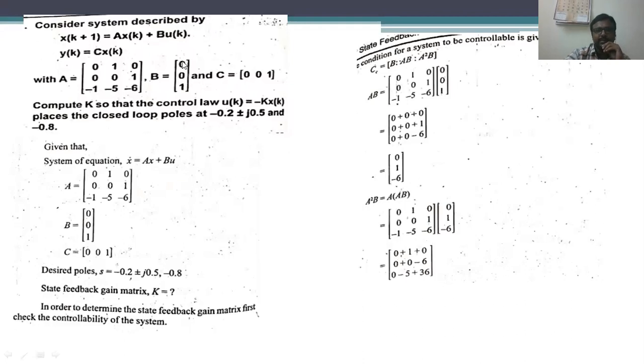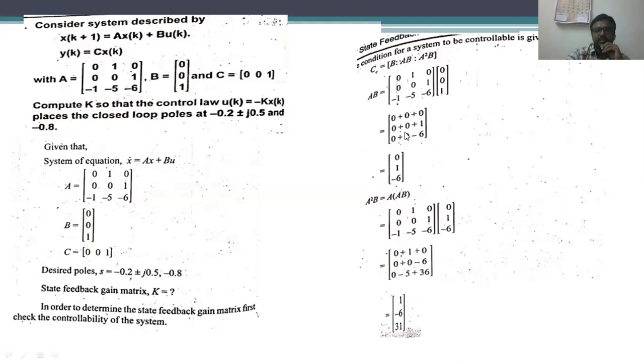The B matrix has the elements 0, 0, 1. AB is nothing but the multiplication of matrix A with matrix B, so the AB matrix has the values 0, 1, and minus 6. The next element in the controllability matrix is A square B, which is equal to A into AB. After calculation, we have obtained the third element, A square B, equal to 1, minus 6, and 30.